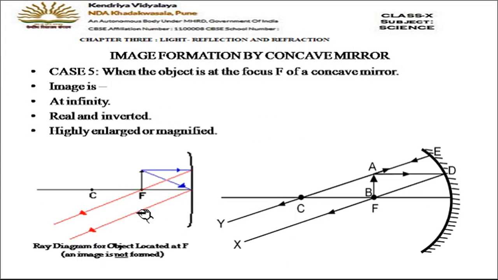Now guess where the object is shifting now. In the last diagram you have seen that the object is between C and F, and now the object is shifted to point F. Okay, towards the mirror we are shifting the object. So now our object is at F point. Okay, so here is the object.